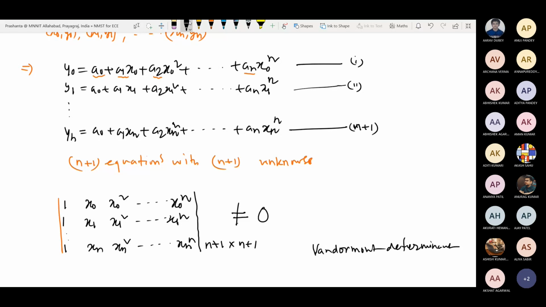Its value will come as x0 minus x1 into x1 minus x2 in this way. So the product of those values will be there, and those values will be non-zero. So this is a non-zero determinant.